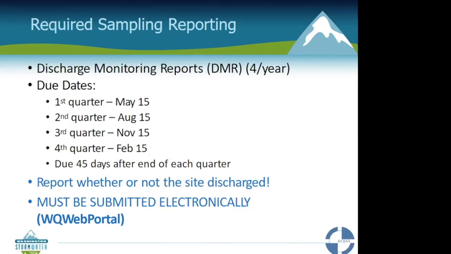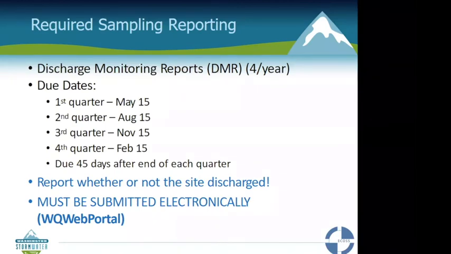First quarter is May 15th, and that's also that stormwater tax day that Ann talked about, where a lot of things are due. The second quarter due date is August 15th. Thank you, Secure Access Washington. Yes, thank you, I was looking for that acronym. Okay, sorry. Third quarter is November 15th, and the fourth quarter is then February 15th of the following year. And so as you can see, they're due 45 days after the end of each quarter.